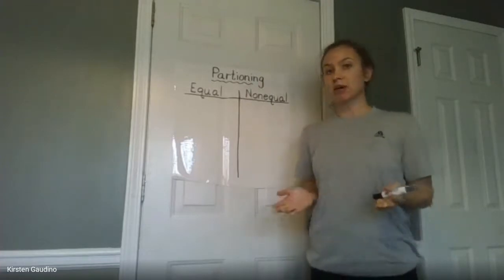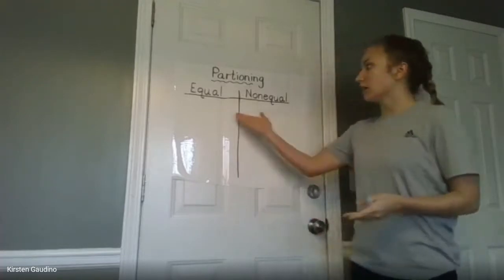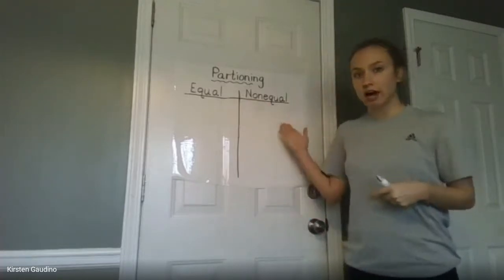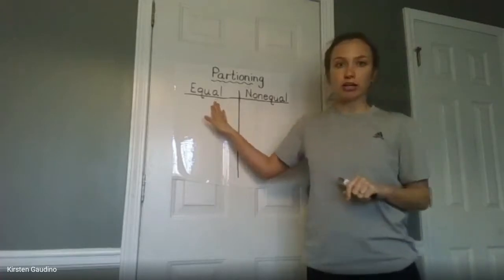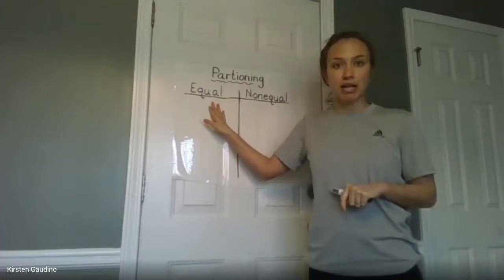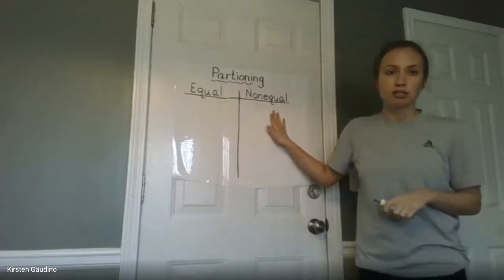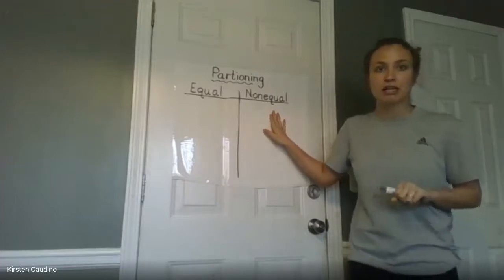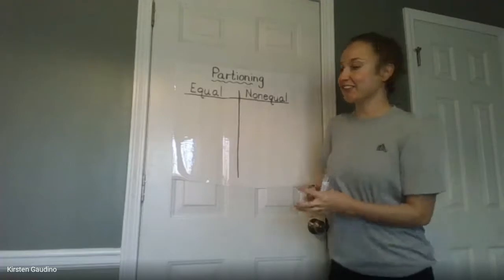I'm going to give you a few examples today of what it means to partition equally and non-equally. When you partition something equally, every part within the whole is the same size. When you partition something non-equally, you'll see different size pieces. So I'm going to walk you through this, and let's go ahead and get started.